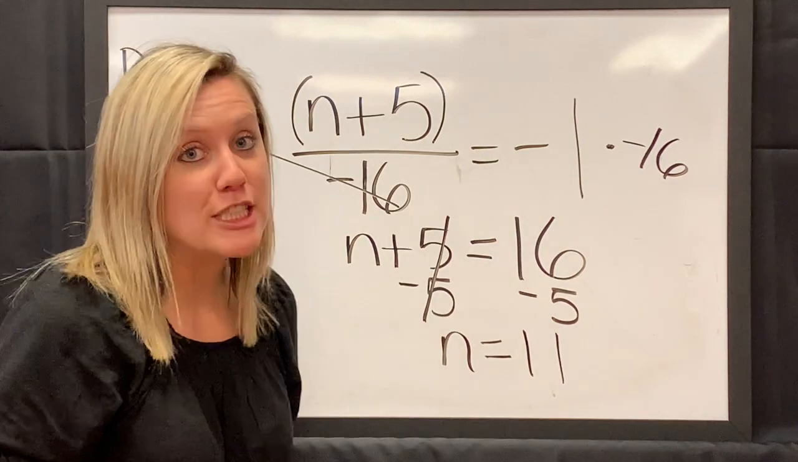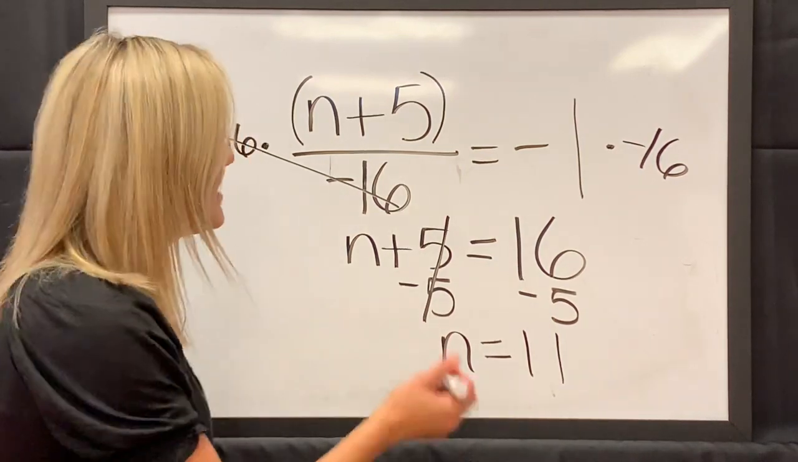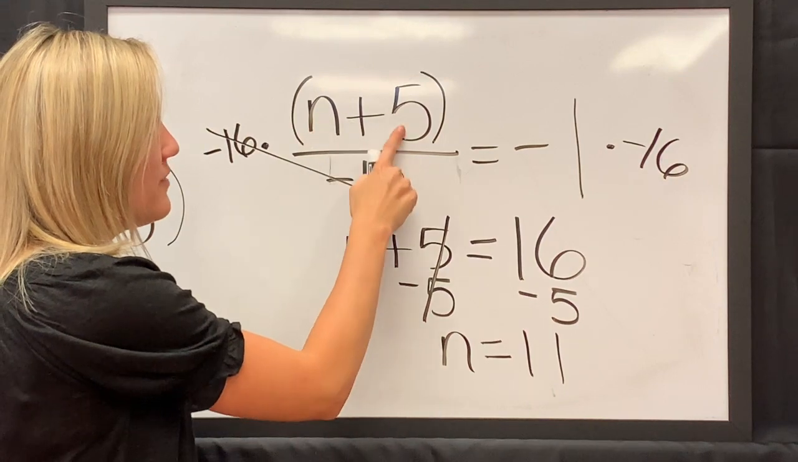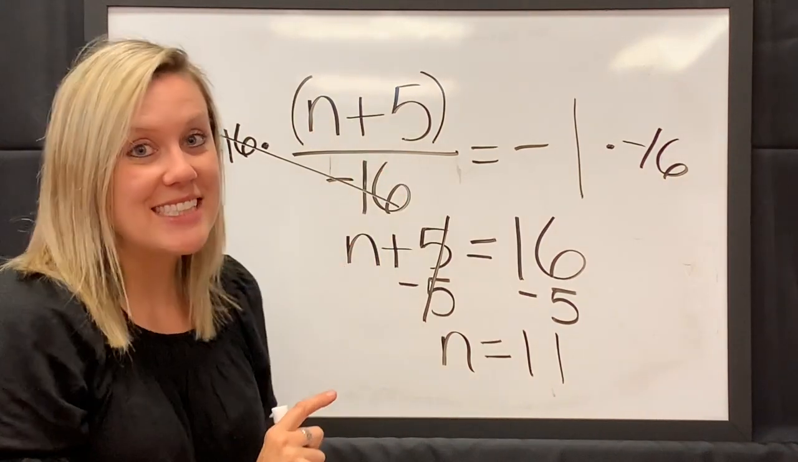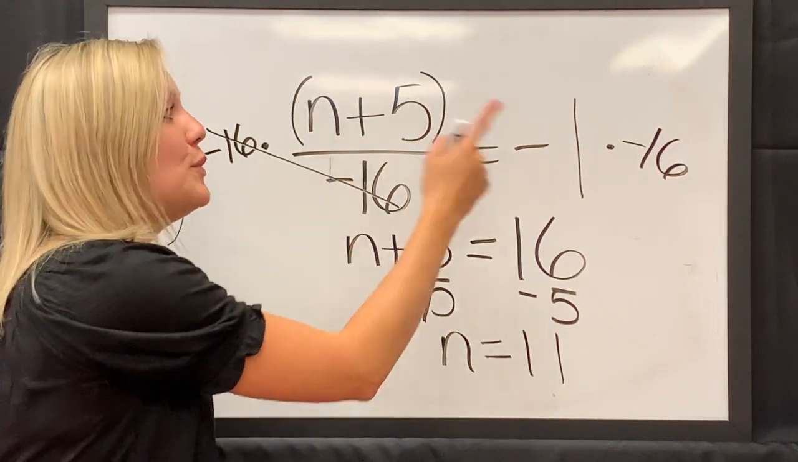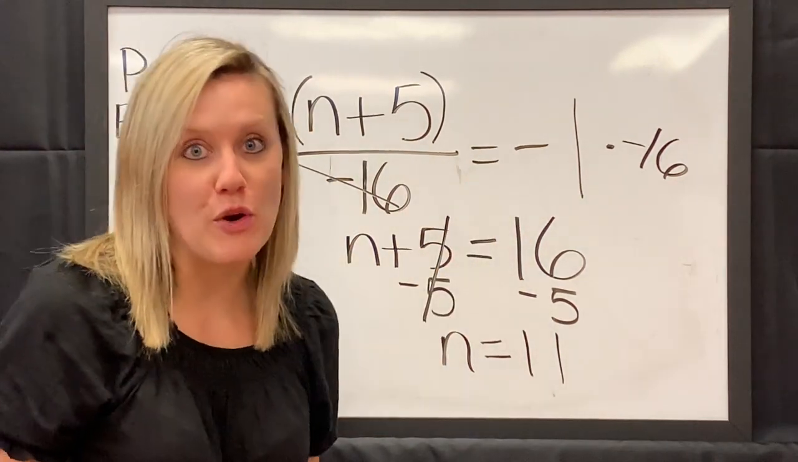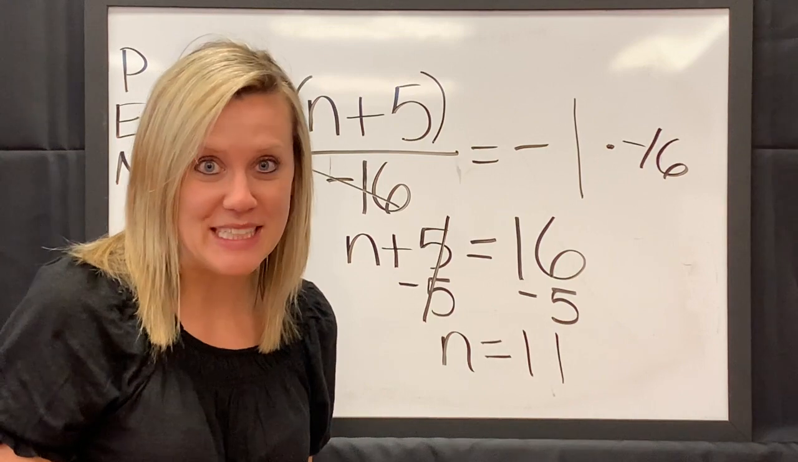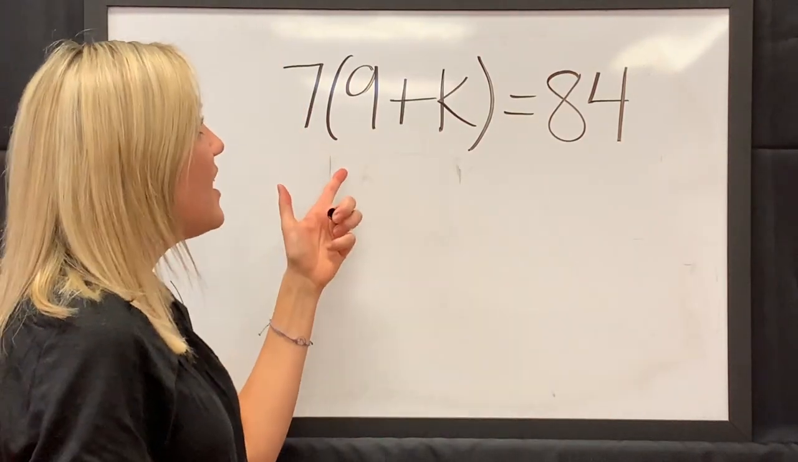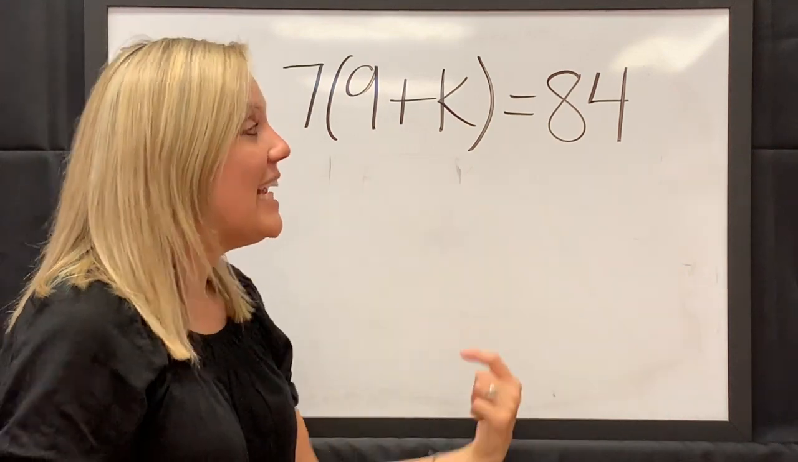Now I am going to double check my answer just in case. If I plug in 11 for n, I would have 11 plus 5, which is 16. 16 divided by -16 would give me -1. So I know I got this right. Let's keep going. This problem is 7 times (9 plus k) equals 84.